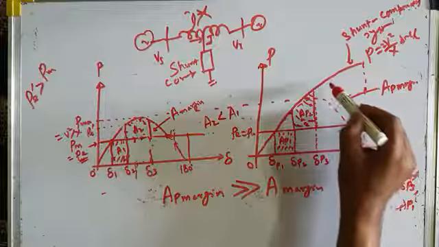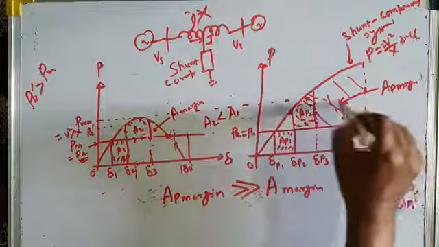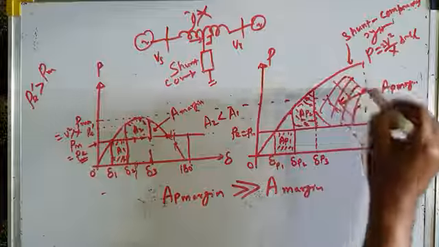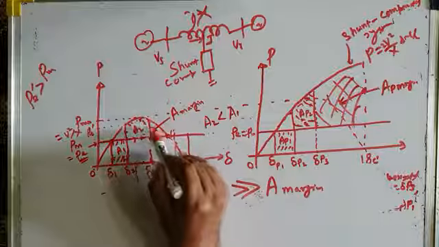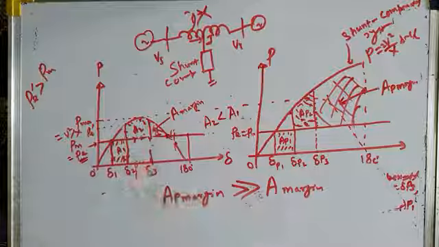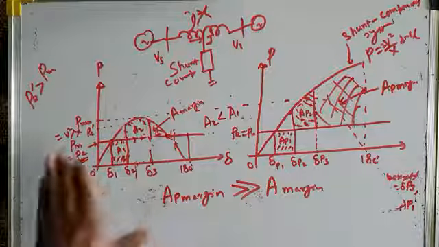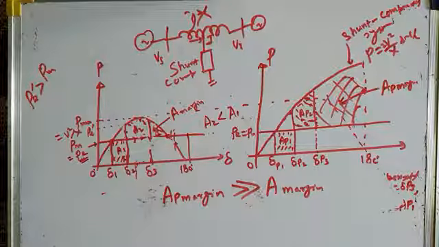This whole thing is the margin of stability, A. For a shunt compensated system, it is much, much greater than the margin of stability, A margin, of the uncompensated system. So therefore we have proved graphically that a shunt compensated system improves the margin of stability, which means that it improves the transient stability of the system. The system becomes more stable. Okay, so I hope this is clear to you.